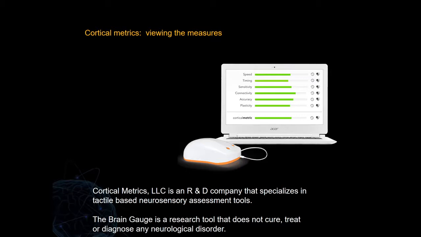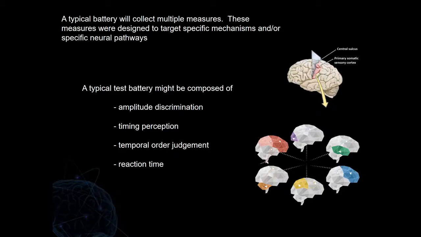I am from Cortical Metrics, and this talk is about how we take a look at the measures that you've collected either on yourself or on someone else. This is all assuming that you use the brain gauge to collect a couple of metrics. And if you have done so, you've collected a typical battery, which is multiple measures. And these measures were designed to target either specific mechanisms and/or specific neural pathways.